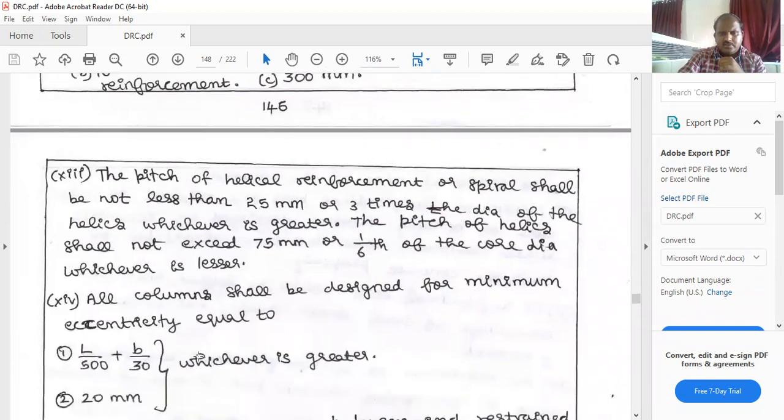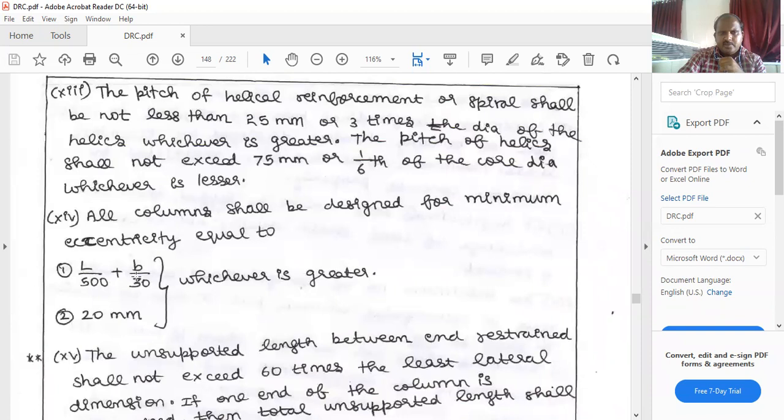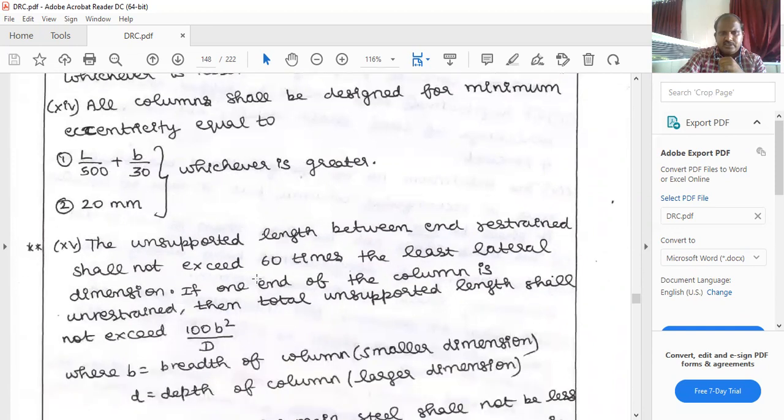All columns shall be designed for minimum eccentricity equal to L/500 + B/30 or 20 mm, whichever is greater. And next, the unsupported length between restraints shall not exceed 60 times the least lateral dimension if one end of the column is unrestrained.